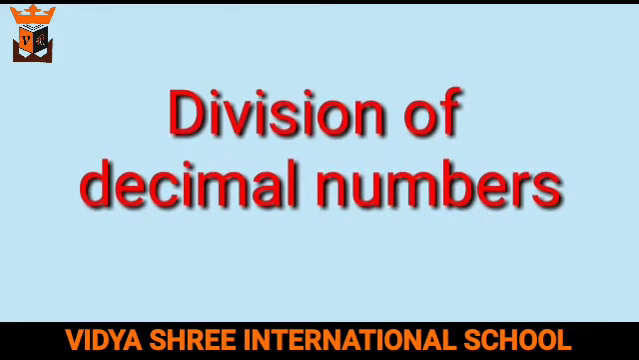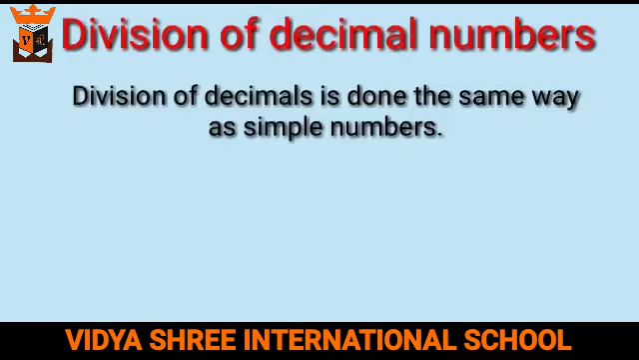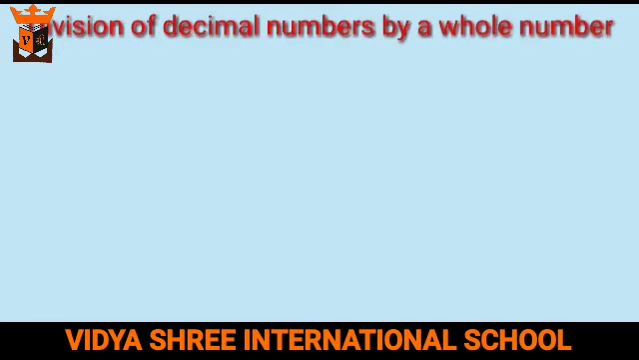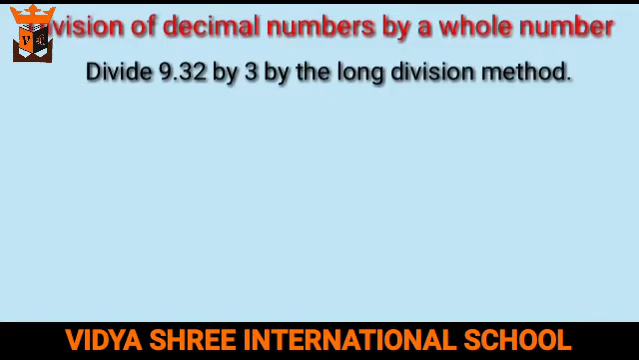Division of decimal numbers. Division of decimals is done the same way as simple numbers. But remember to put a decimal point in the quotient directly above the decimal point in the dividend. Let us take one example and divide 9.32 by 3.